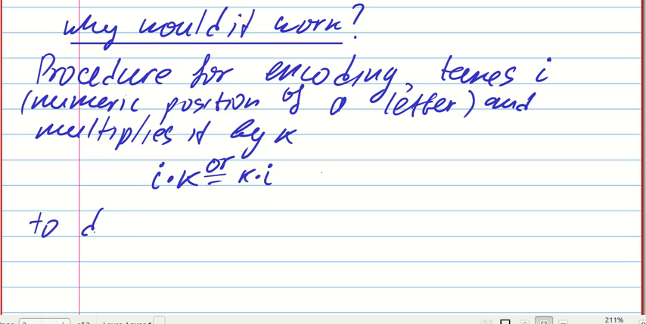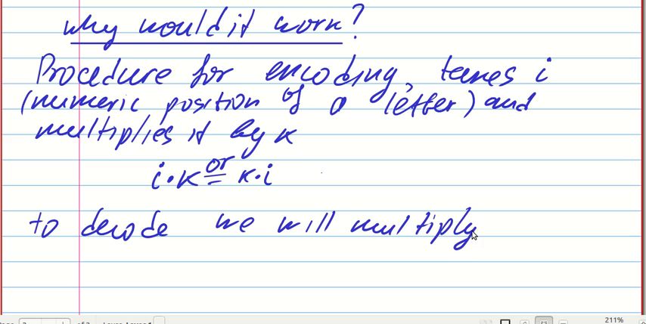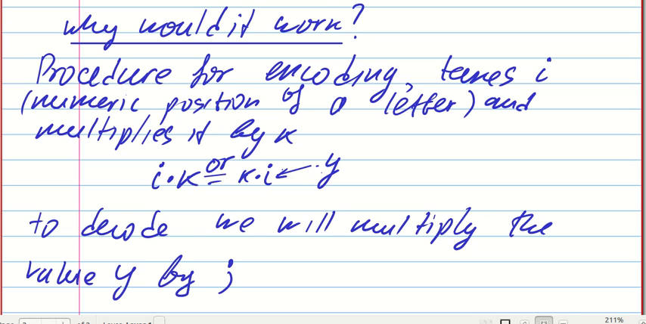And to decode, we will multiply the value, because this is y, right? This is y. It's modular, but it doesn't really matter. This is value y. So we want to take y and multiply by the value j. So we want to multiply y, the value y, by j.